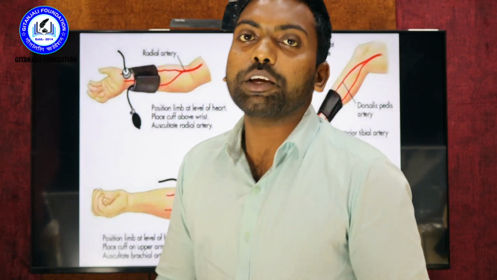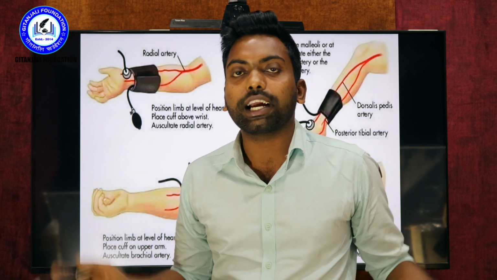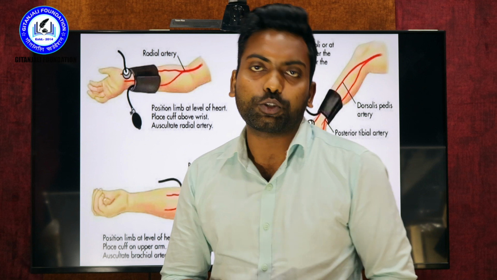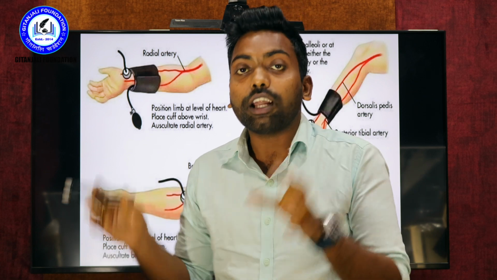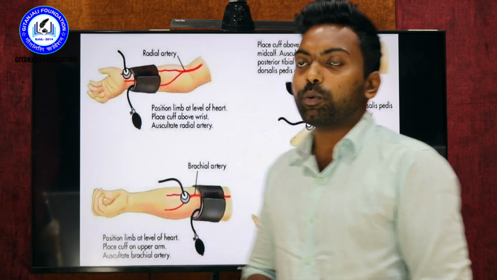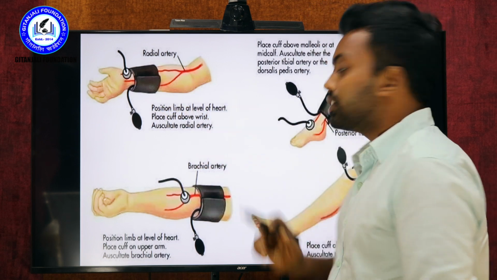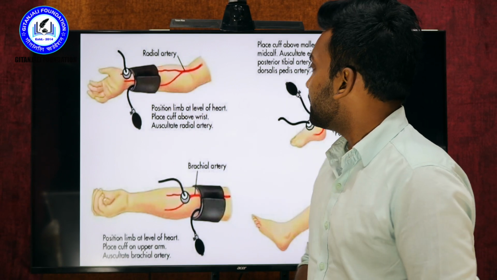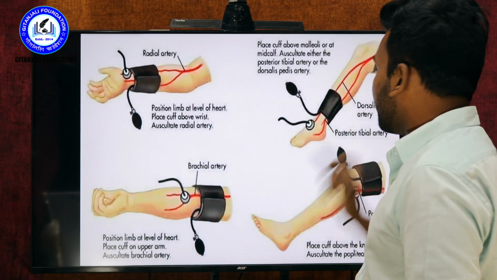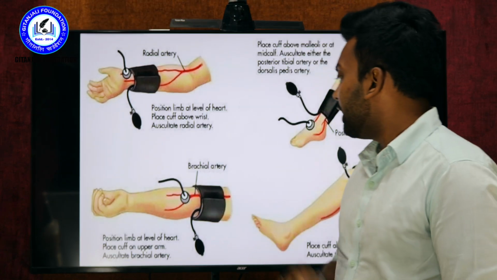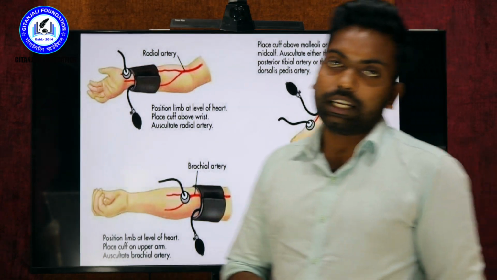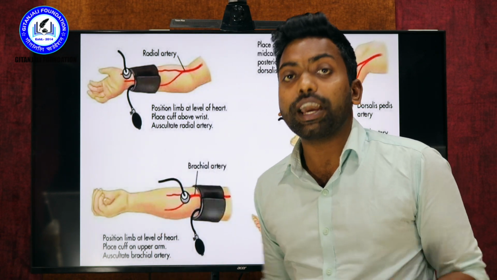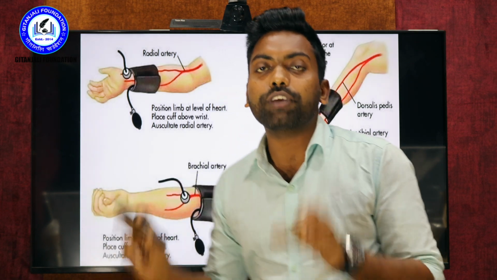Most probably, if you go to the hospital in the case of any problem, the doctor or nurse will check with such instruments. There are a lot of sites, but most probably there are four sites for checking our blood pressure. The first site is the radial artery, the second is the posterior tibial artery, the third is the brachial artery, and the fourth is the popliteal artery. These are the locations where we can exactly measure the blood pressure.